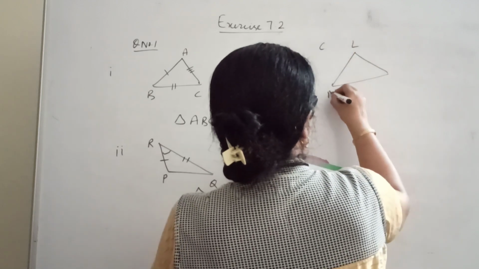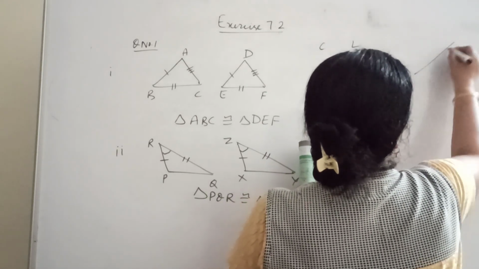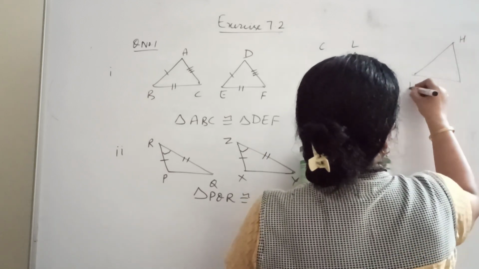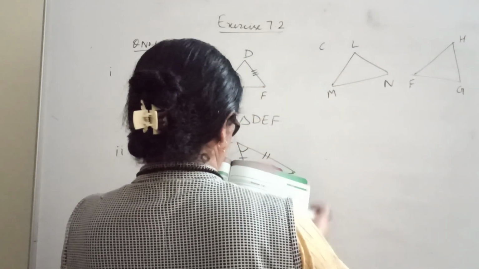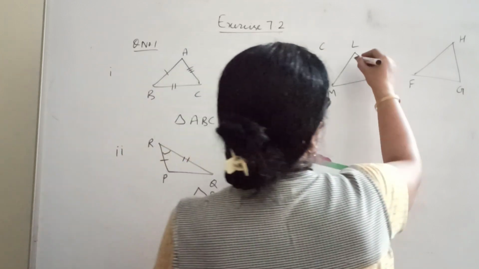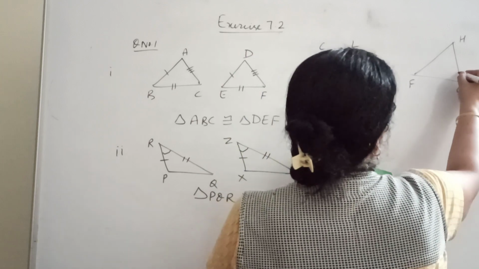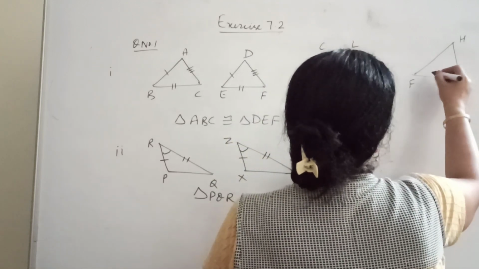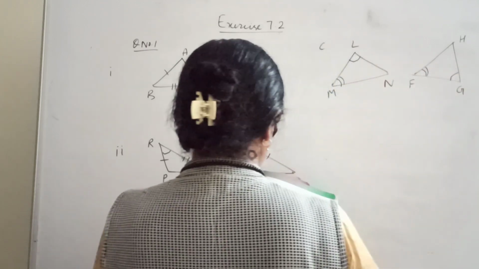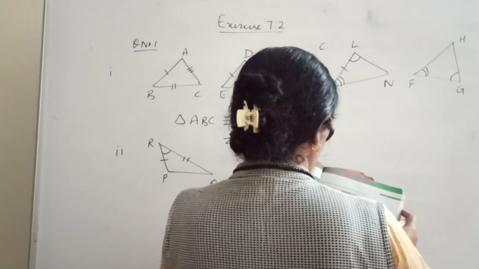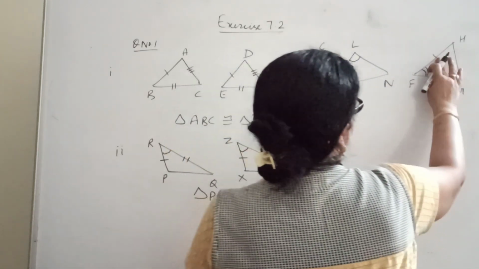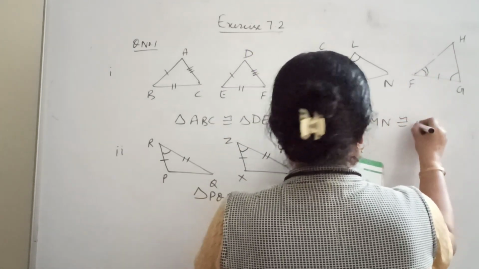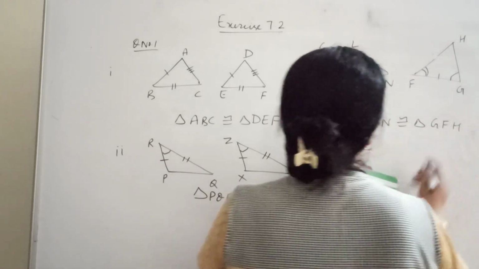In third, part C, triangles are given to us. One is LMN and another is HFG. These are two triangles. Here it is given that angle MLN, meaning angle L, is equal to angle G, angle M is equal to angle F, and side ML is equal to side FG. Then triangle LMN is congruent to triangle GFH by what condition?